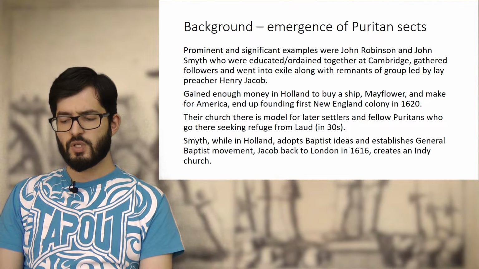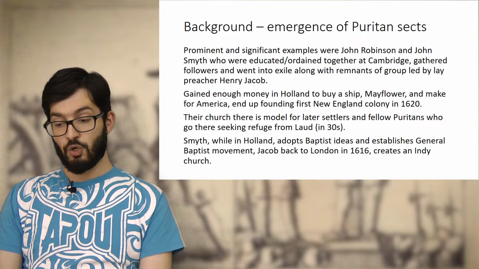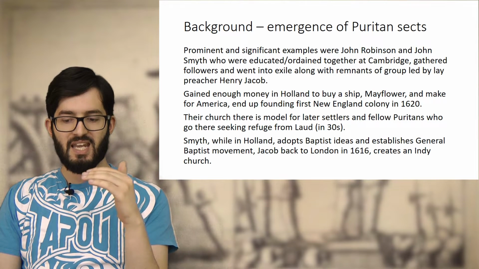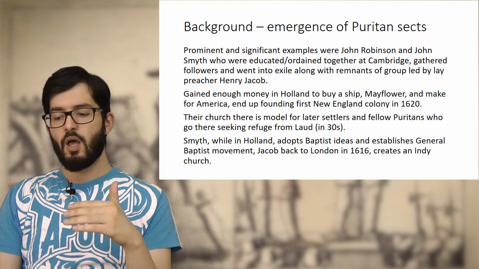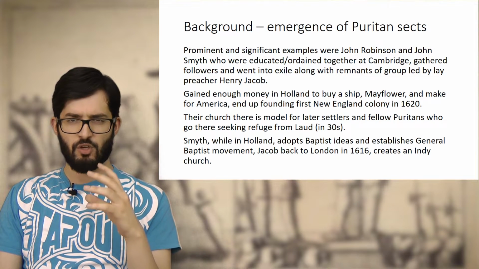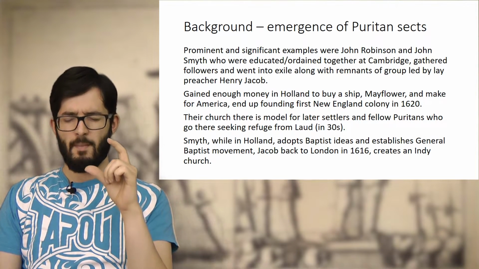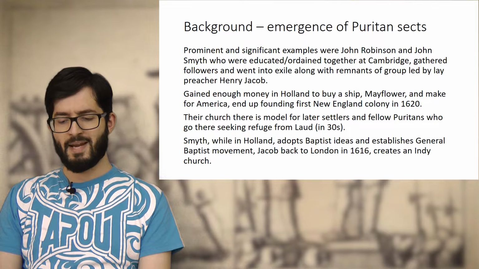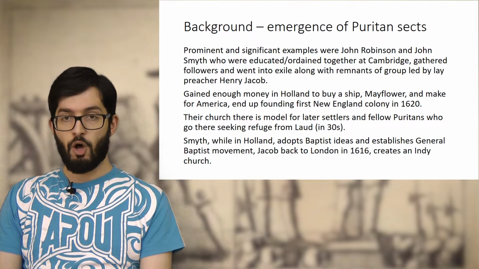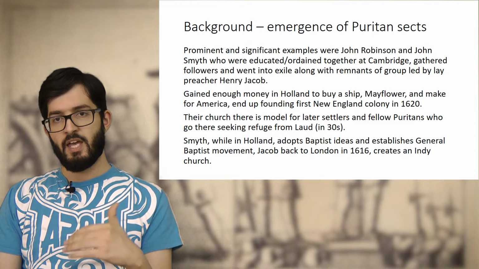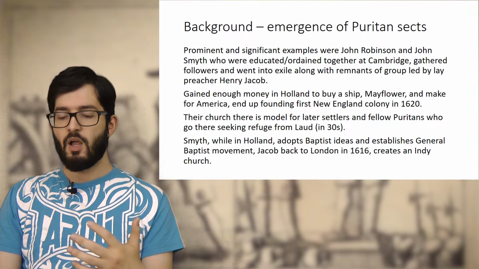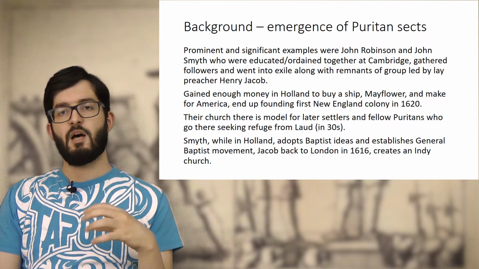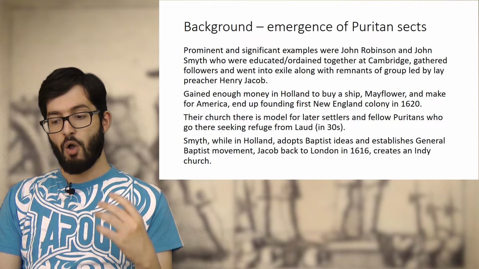So there are these two men, John Robinson and John Smith, who were both educated and ordained together at Cambridge. They gather a few of their followers and go into exile along with the remnants of a group that had previously been led by a lay preacher, a man called Henry Jacob. This group managed to gather enough money in Holland, where they were based in exile, to buy a famous ship known as the Mayflower, which, as you'll know, made for America. And they ended up founding the first New England colony in 1620.